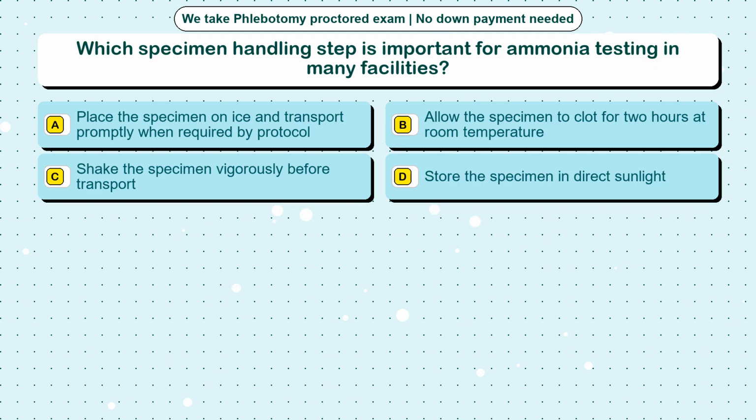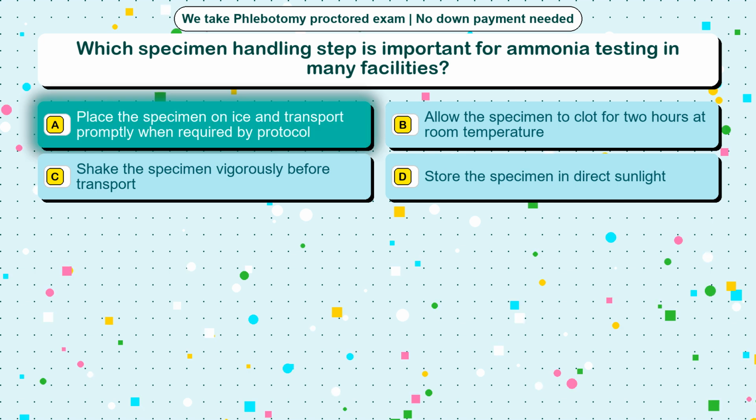Question 3. Which specimen handling step is important for ammonia testing in many facilities? Option A. Place the specimen on ice and transport promptly when required by protocol. Option B. Allow the specimen to clot for 2 hours at room temperature. Option C. Shake the specimen vigorously before transport. Option D. Store the specimen in direct sunlight.